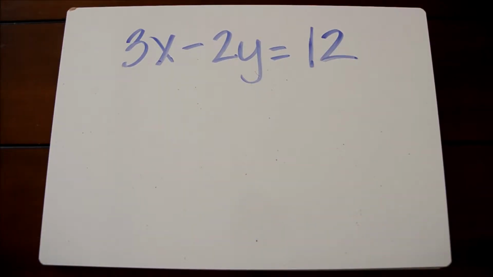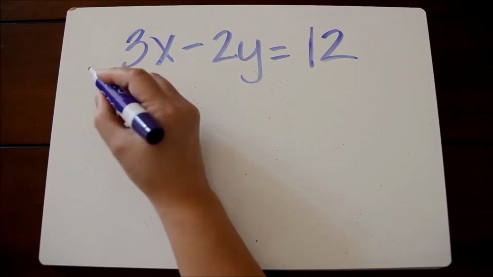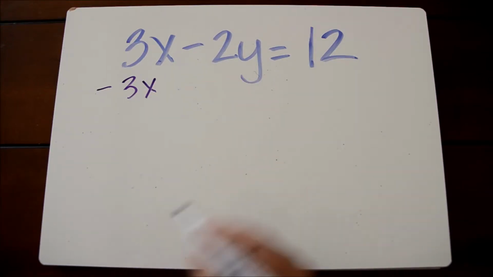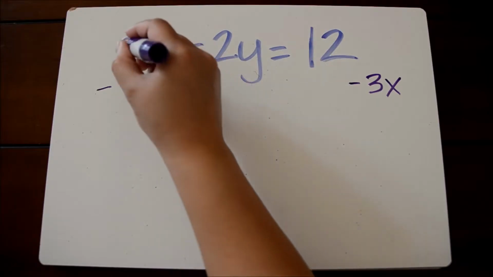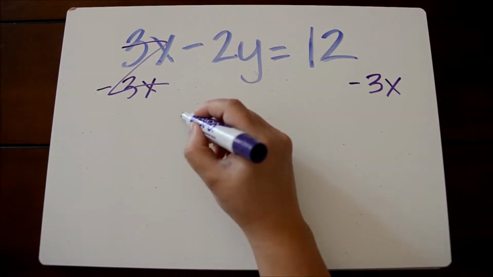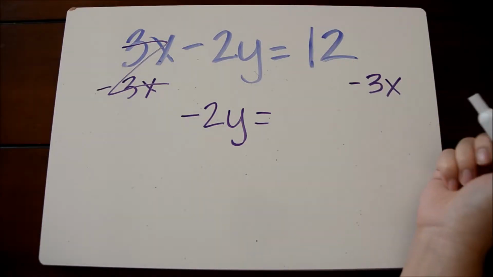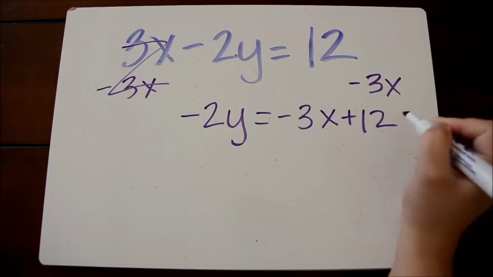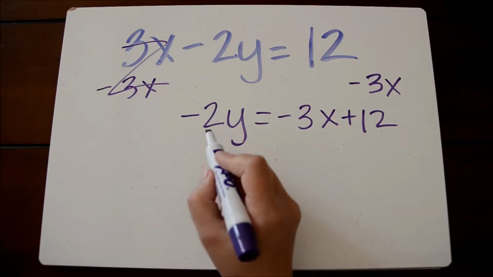So first we're going to use inverse operations to move our x term. We're going to subtract 3x, and whatever we do on one side of the equation, we have to do on the other side. So we're going to subtract 3x over here. It zeroes out on the left-hand side. We're left with negative 2y is equal to, and we can't combine these because they're not like terms, so we'll just write them next to each other. Negative 3x plus 12. To undo the multiplication here, we're going to divide.